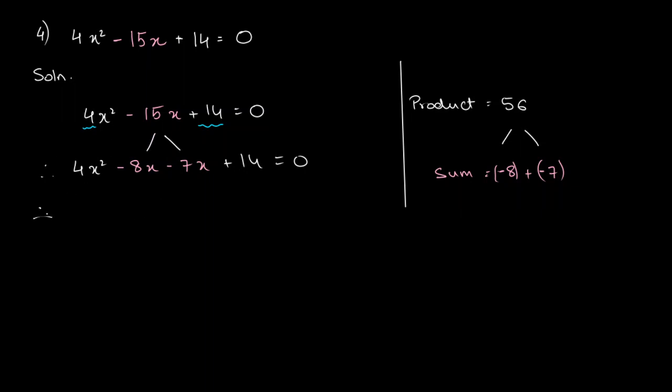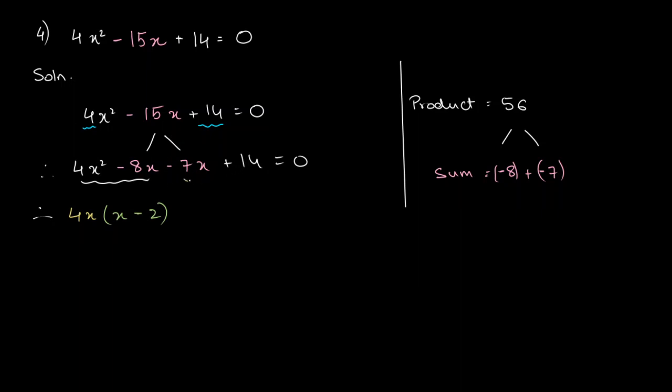Now between the first two terms, if you notice, 4x square minus 8x, between the first two terms, we have 4x common. So let's do that. We've taken 4x common. And in the bracket, from 4x square we've taken 4x, we'll be left with an x. From 8x we've taken a 4x, so we'll be left with a minus 2. So we have x minus 2 in the bracket. Minus 7x plus 14, that's your second term.